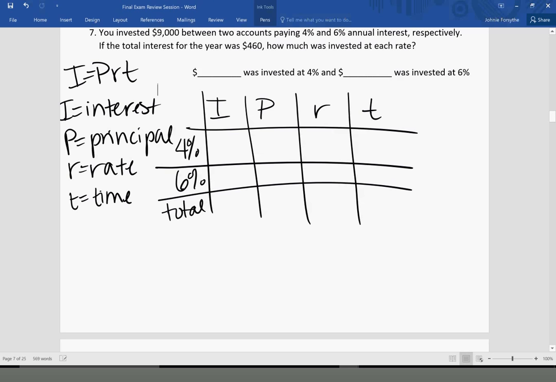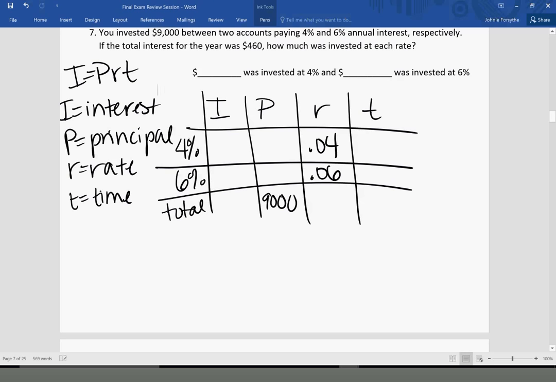All right, so let's see here. You invested $9,000 total between two accounts. So your investment is your principal, and the total that you invested was $9,000. So I'm going to put that in the total principal. Now the two accounts are paying 4% and 6% annual interest. So that amount is going to go under your rate here, but we have to put it as a decimal. So 4% as a decimal is 0.04. 6% as a decimal is 0.06.